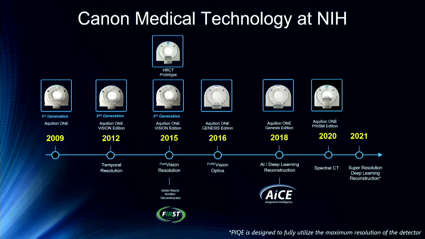So as Amar mentioned, we've been a longtime partner with Canon Medical. We had the original Aquilion 1, the first generation, installed in 2009. And about every 3 or 4 years, we've been upgrading to the newest technology available. We went with faster gantry rotation with the Vision platform, improved resolution with the Genesis platform, and now we have a spectral capability with the Prism. And on the research interest, we've had what Amar just went over, a super resolution deep learning reconstruction that we've been evaluating for the last year.